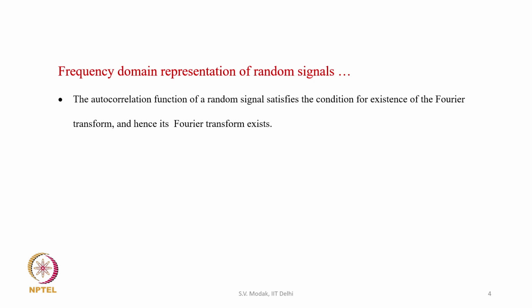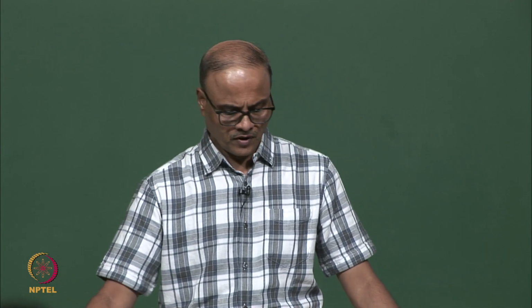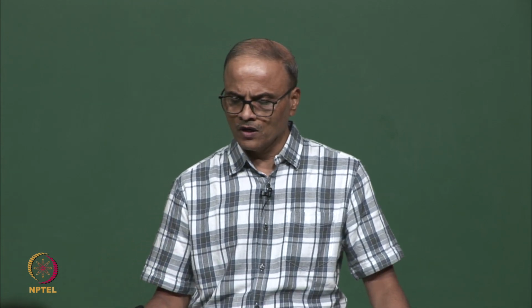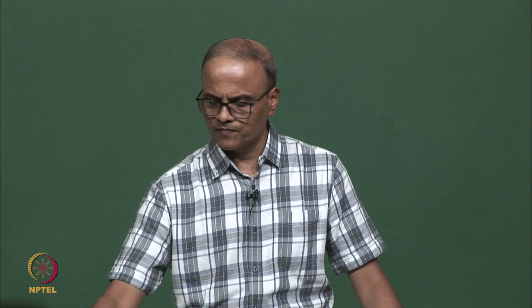For this we define what is called the autocorrelation function, okay. The autocorrelation function of a random signal satisfies the condition for existence of the Fourier transform, as we will see on the next slide. What is the autocorrelation function, and how does it satisfy that condition? It is seen that the autocorrelation function is absolutely integrable, right. The integration of the absolute value of the autocorrelation function over the time axis is finite. So, let us see what is the autocorrelation function.